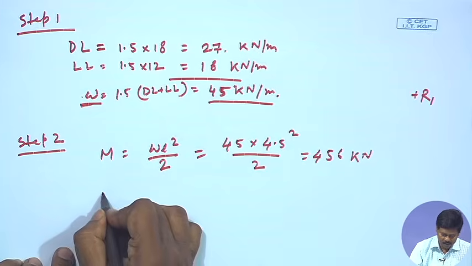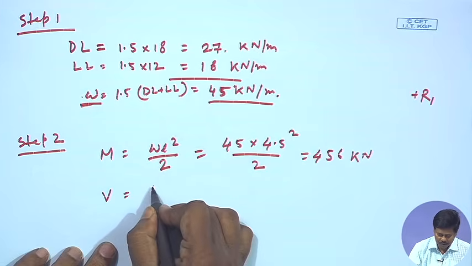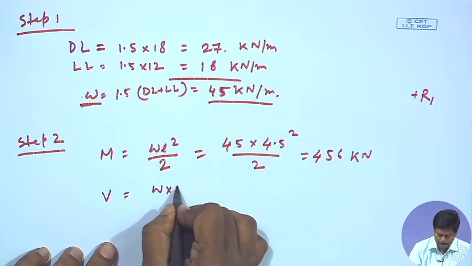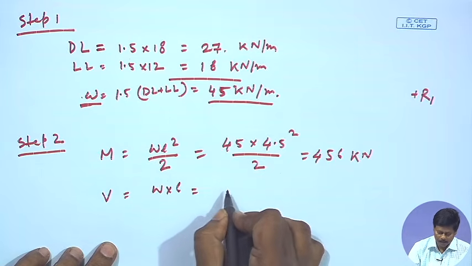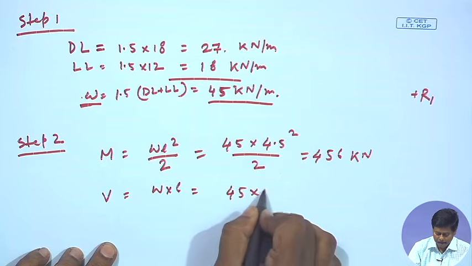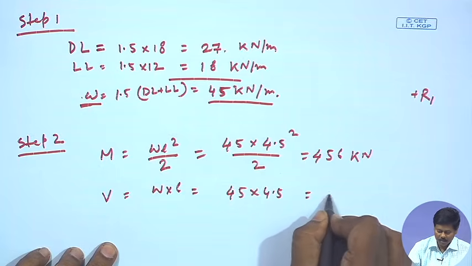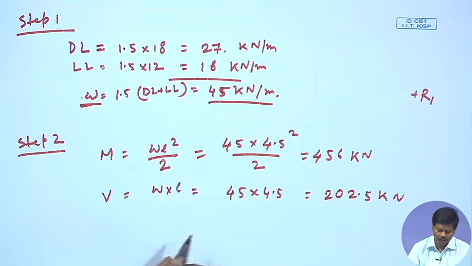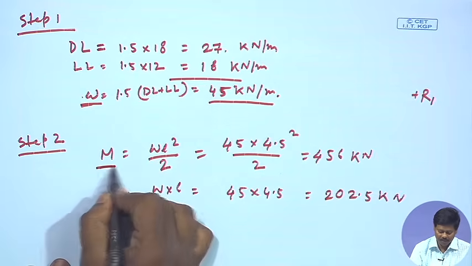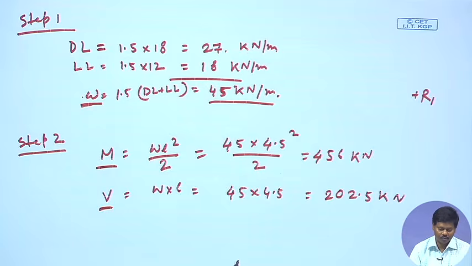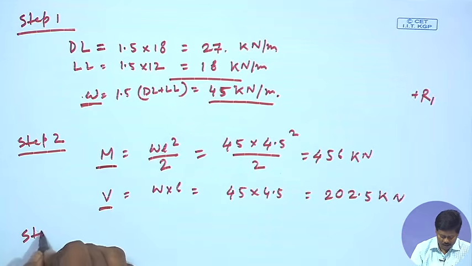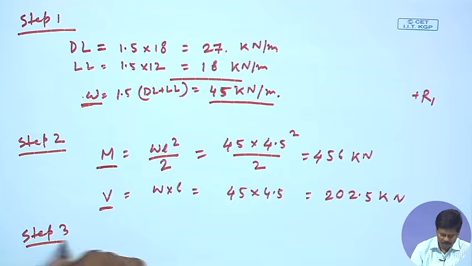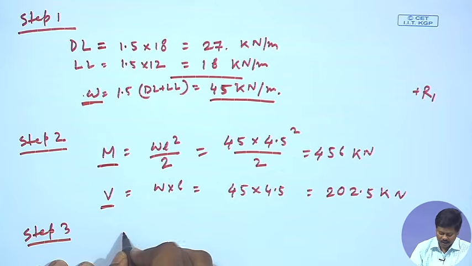Similarly, the maximum shear force will be at the support, that will be W into L. So, 45 into 4.5, that will be 202.5 kilonewton. So, in step 2 the maximum bending moment and maximum shear force we have calculated. Now, we have to choose a trial section. So, in step 3 we can choose a trial section.